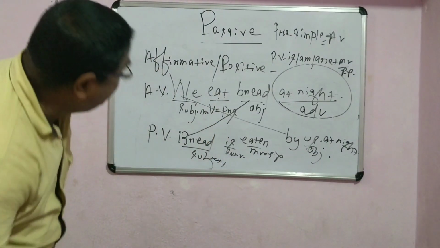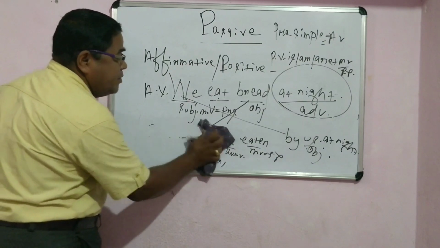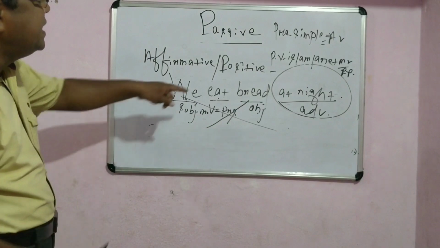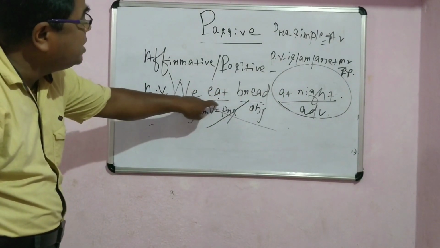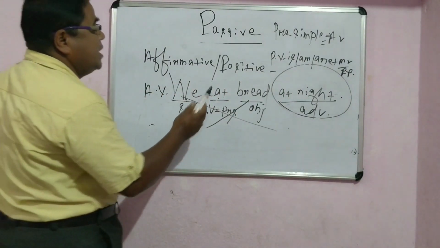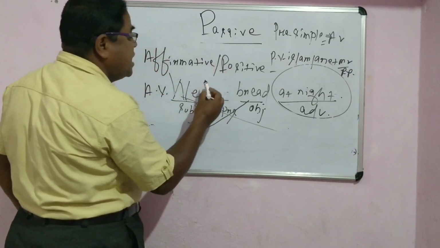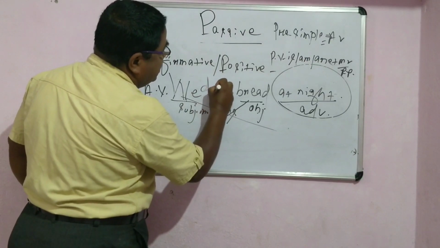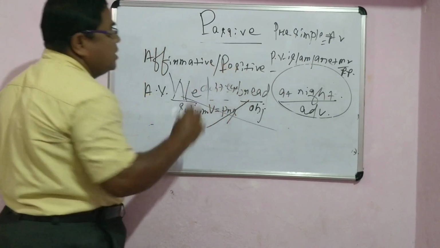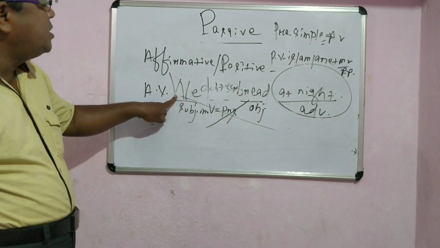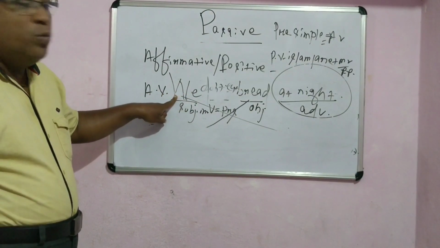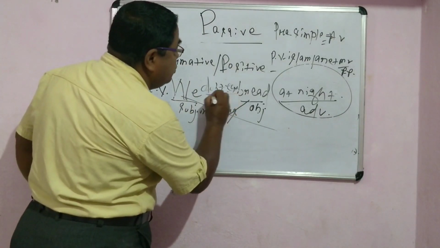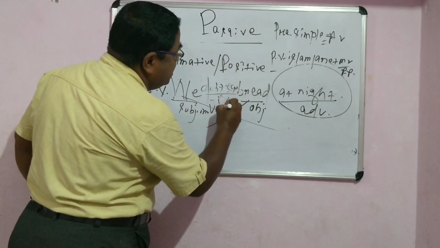Now we have to change this sentence into the negative. How can you make the sentence negative? In order to make this present simple negative, it should be do not eat. We don't eat bread. Why is do used? Because we is the first person plural pronoun. That is why the present simple is do not eat. Don't eat is the present simple.